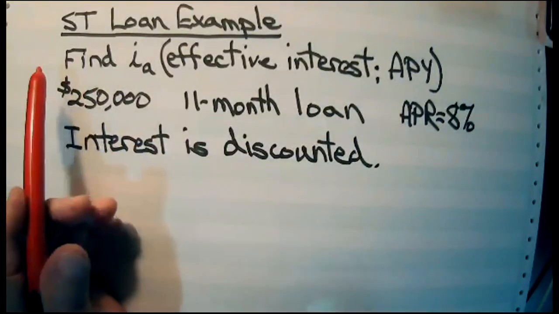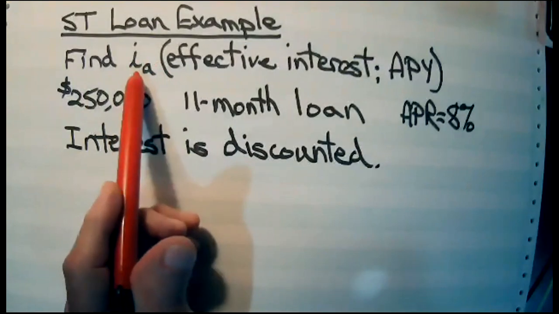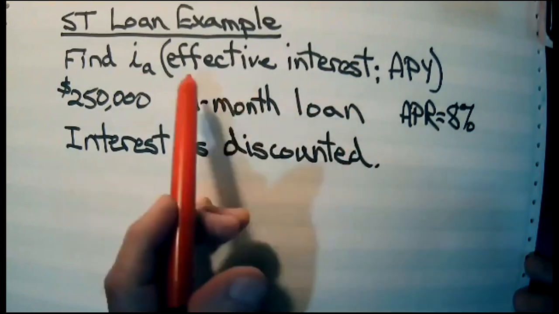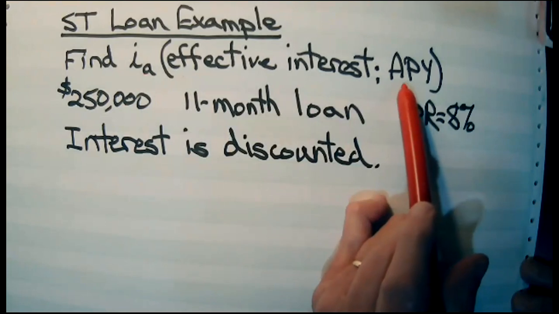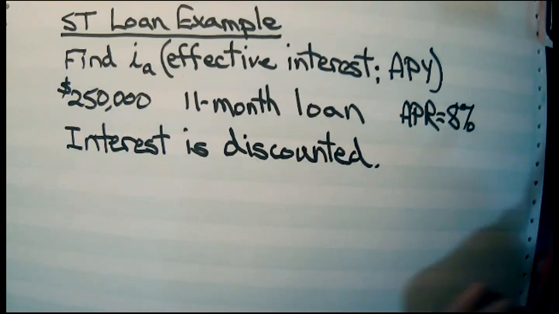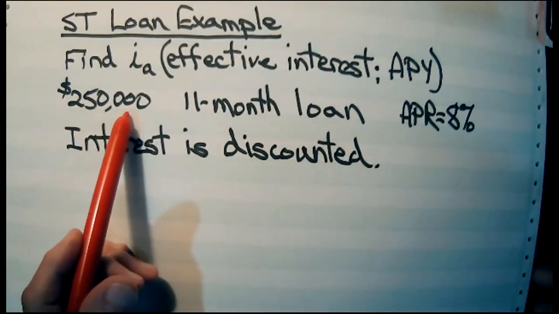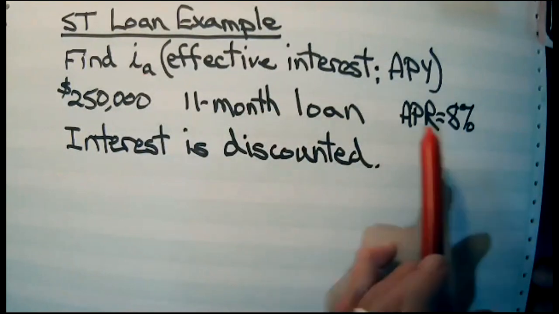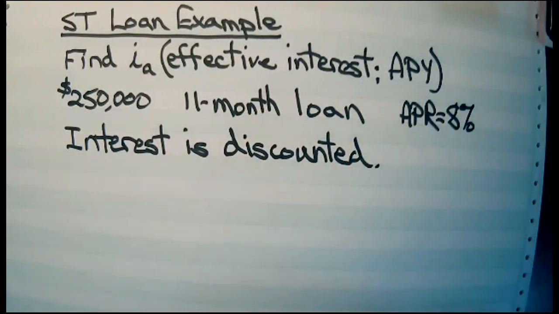We're going to find the effective interest for 11 months, and we're going to also find it annually. And we're going to find the APY, the annual percentage yield. We'll find both of those. We have a $250,000 short-term loan. It's an 11-month loan, and the APR is 8%, and the interest is discounted. Once again, this is kind of the standard definition for a loan. The interest is discounted, which means that it's charged up front.